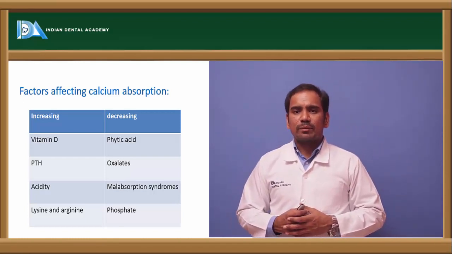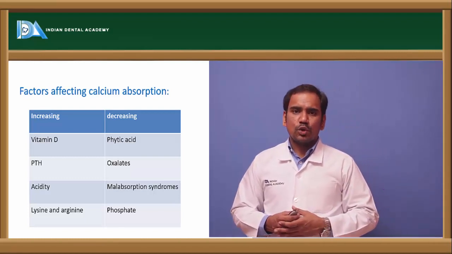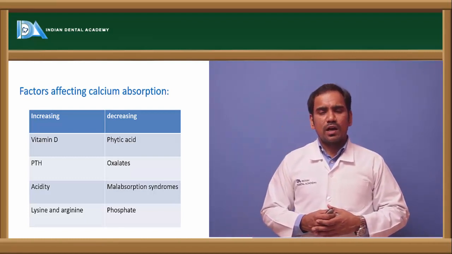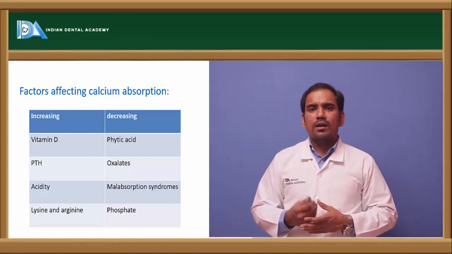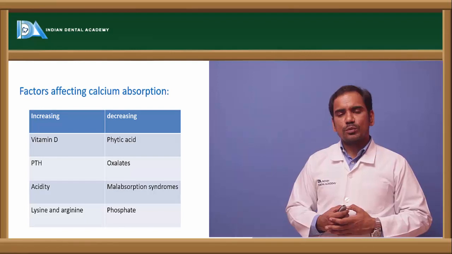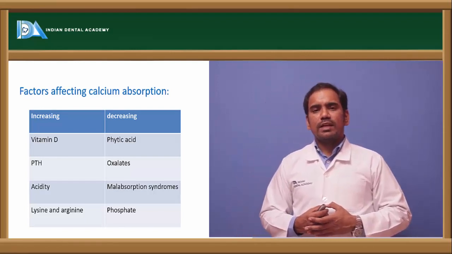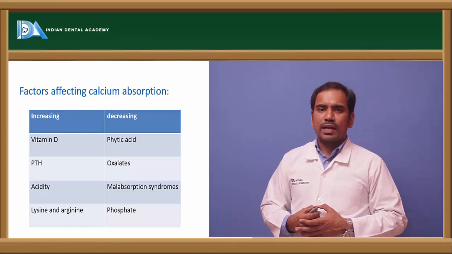That is vitamin D. Calcitriol increases the absorption of calcium. Parathyroid hormone, PTH, increases the calcium absorption. Acidity favors the calcium absorption, and lysine and arginine, these two amino acids, favor the absorption of calcium.